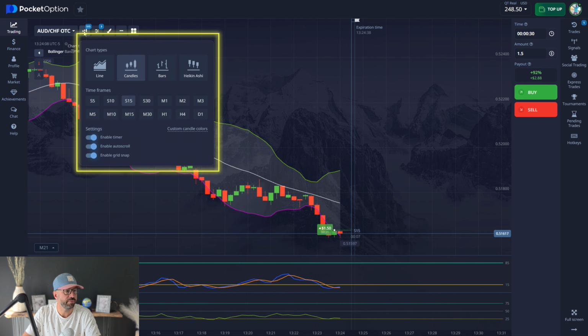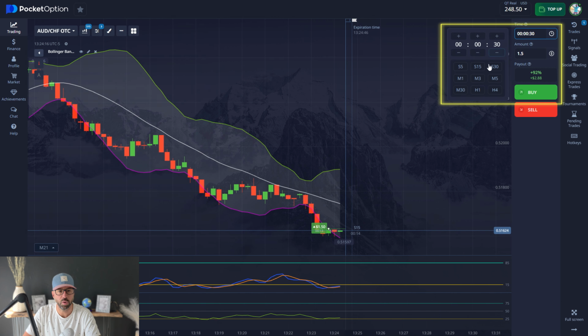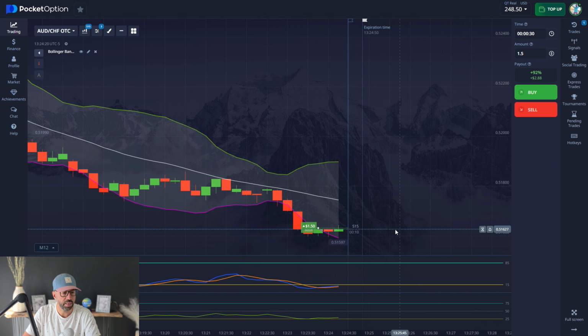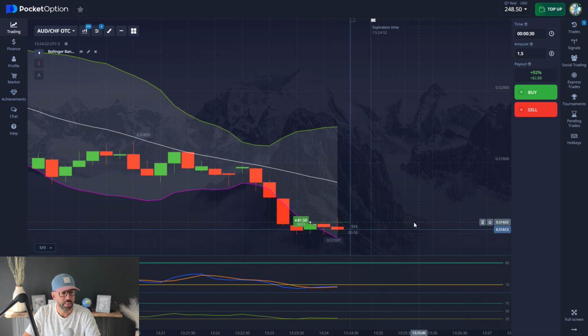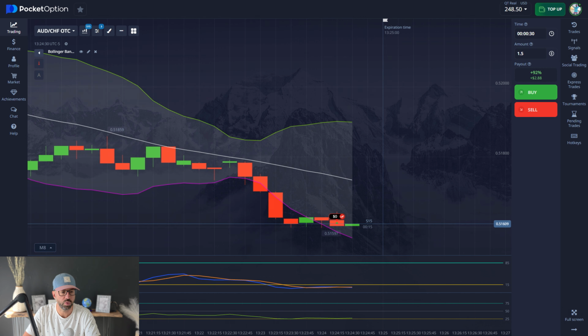We have a 15-second candle. Each one of these candles is 15 seconds, and we're on a 30-second timer, so our end timer is 30 seconds. Let's see what happens here. Looks like it's bottoming out down here. And 3, 2, 1, looks like we're going to have a loss.